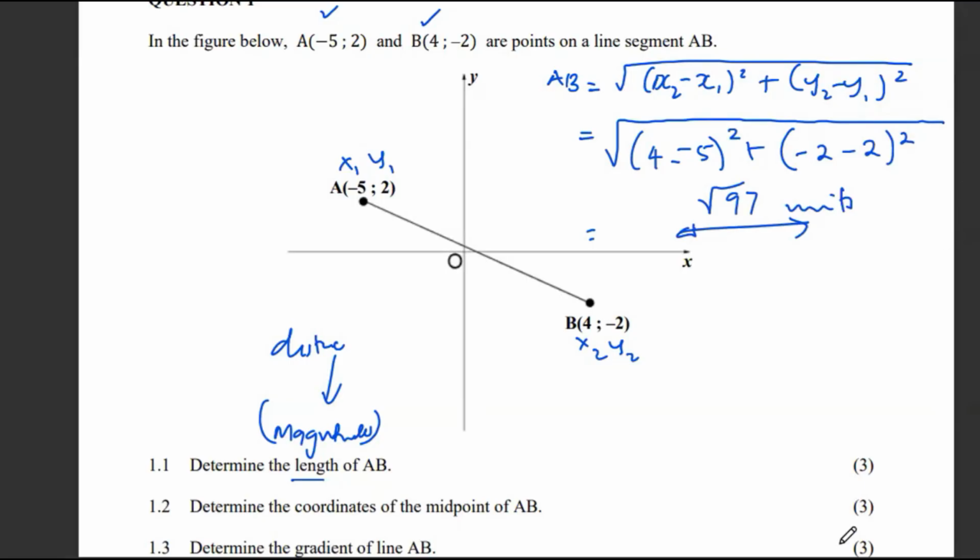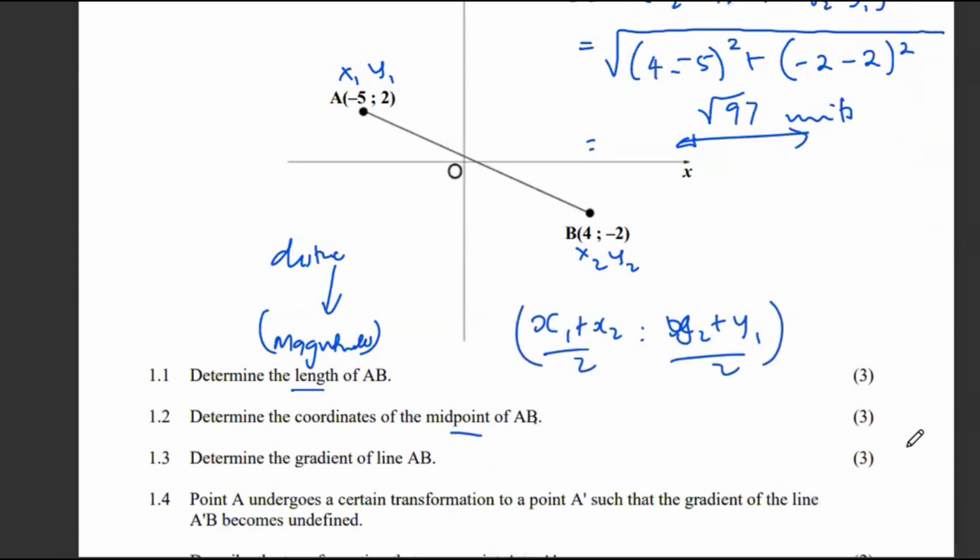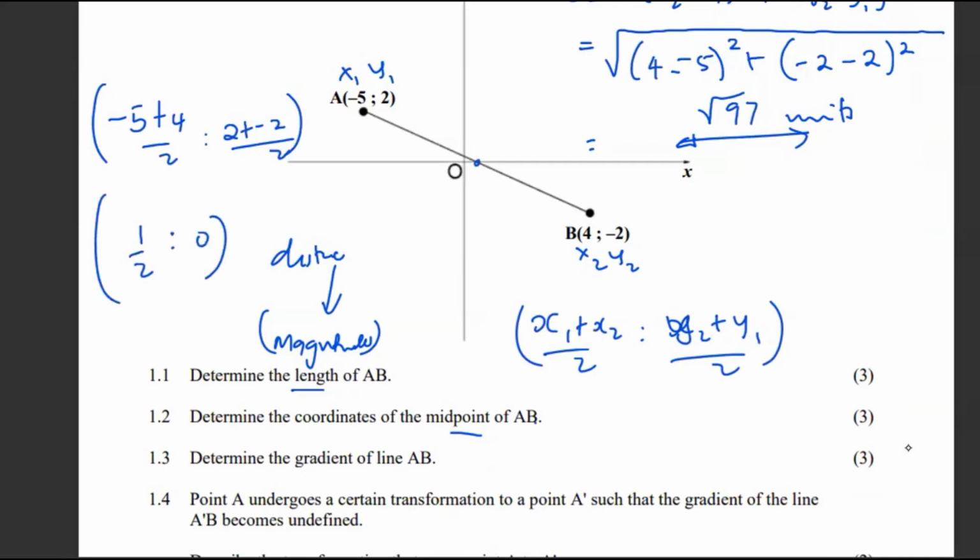Then 1.2, they want me to get the midpoint of AB. The formula for midpoint is (x1 plus x2) divided by 2, then (y1 plus y2) divided by 2. Substituting this, I'll have (-5 plus 4) divided by 2, and (2 plus -2) divided by 2. Meaning that we have a half, and then we have 0. So this point here is our midpoint. That's all we need: the formula, as well as the substitution and the answers.